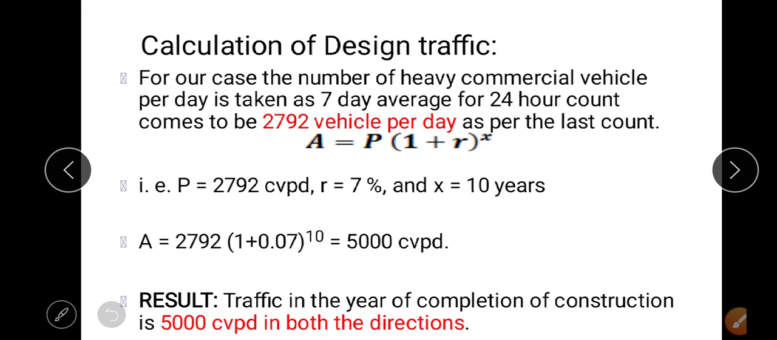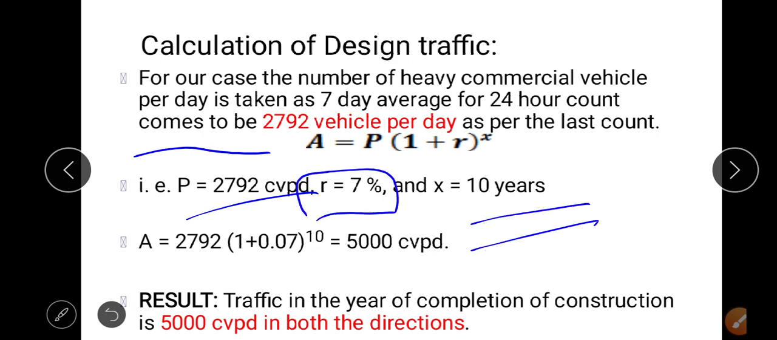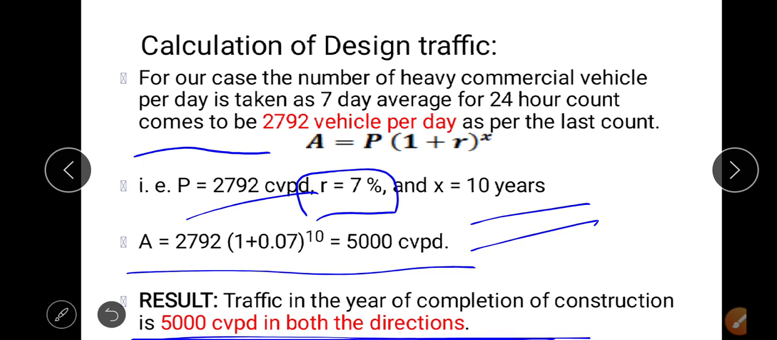For our case, the number of heavy commercial vehicles per day, taken as the 7-day average for the 24-hour count, comes to be 2792 vehicles per day as per the last count. A is equal to P into (1 plus R) to the power of X. P is equal to 2792 CVPD, commercial vehicles per day. R is equal to 7%, as I have said. And X is equal to 10 years. A is equal to 5000 CVPD. Result: traffic in the year of completion of construction is 5000 commercial vehicles per day in both the directions.